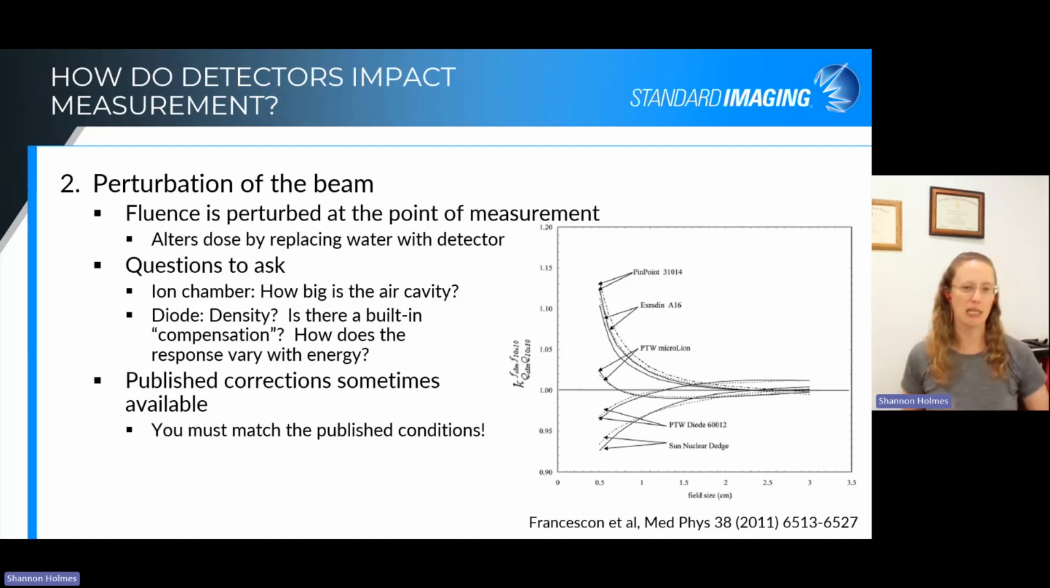So the things to ask when you're picking a detector for these measurements: if you're looking at an ion chamber, how big is the air cavity? How big a region are we actually decreasing this density over?